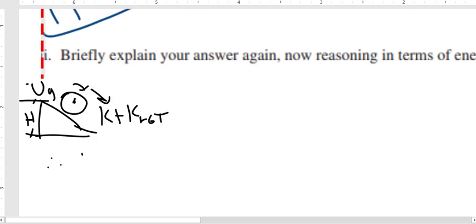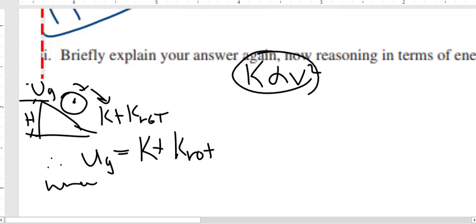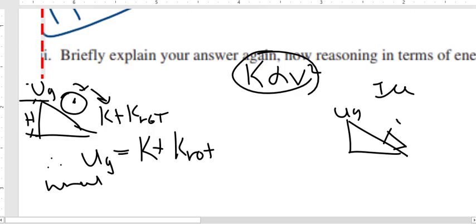So therefore, UG, and just for checkboxes, you usually don't have to say it's an isolated system. UG is going to equal K plus K rot. By the way, I'd start off by saying K is directly proportional to speed squared, just regular K. That's important. Okay, then this is the wheel. And for the ice, it's just going to be UG equals K prime. Should probably put primes on these.